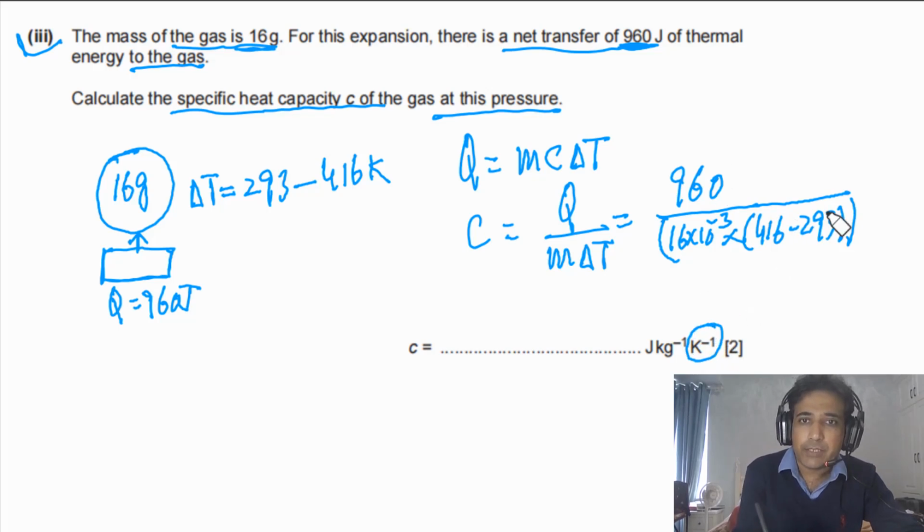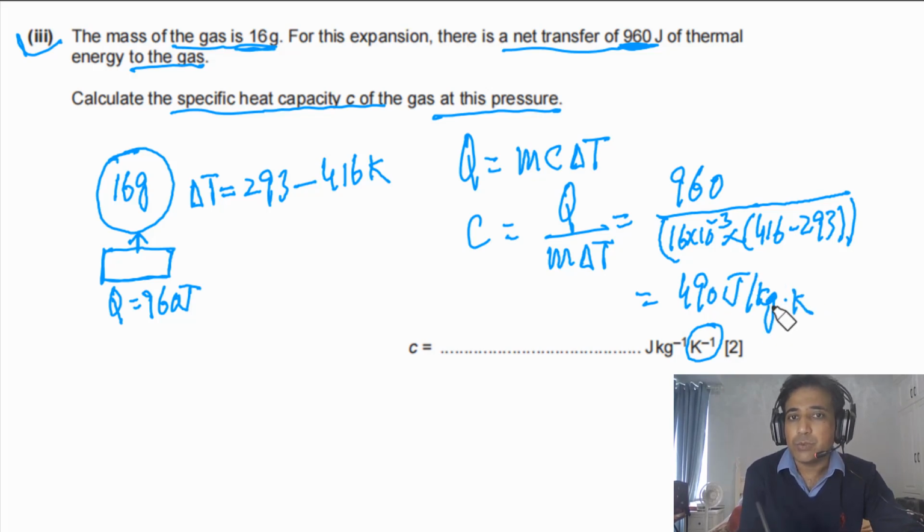Now if we simplify this one, we will get 490 joules per kg per Kelvin. So this is how we need to answer. The answer for this question is 490 joules per kg per Kelvin.